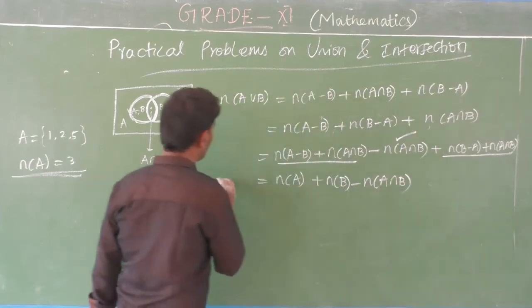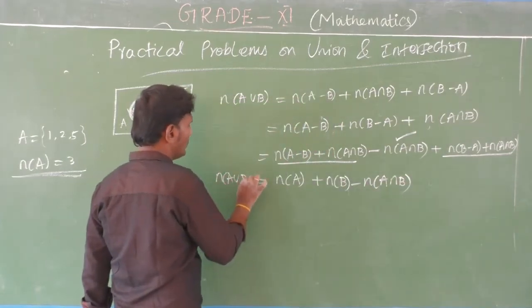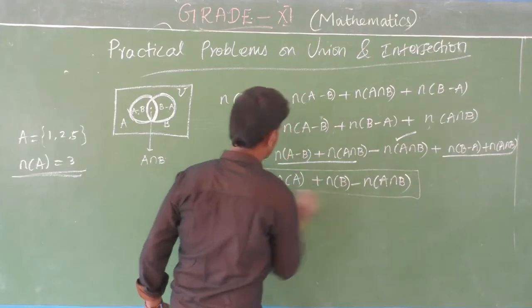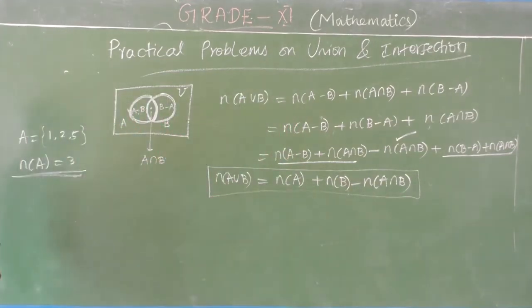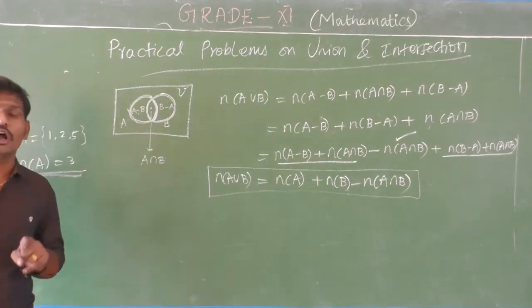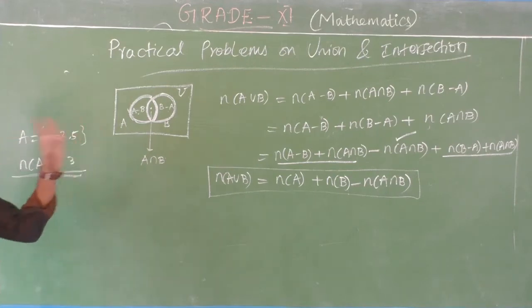So this is a formula for you, the one and only we are going to use in this whole exercise. Have you got it then? n of a union b is equal to what? n of a plus n of b minus n of a intersection b.